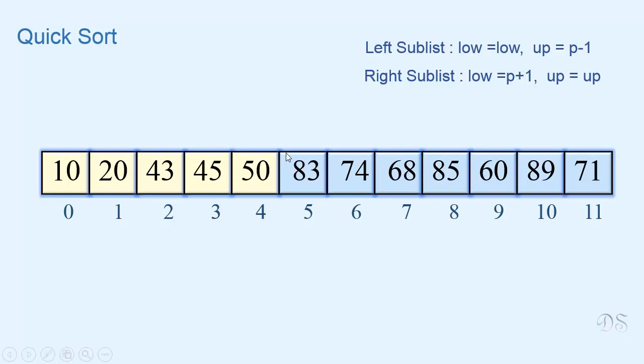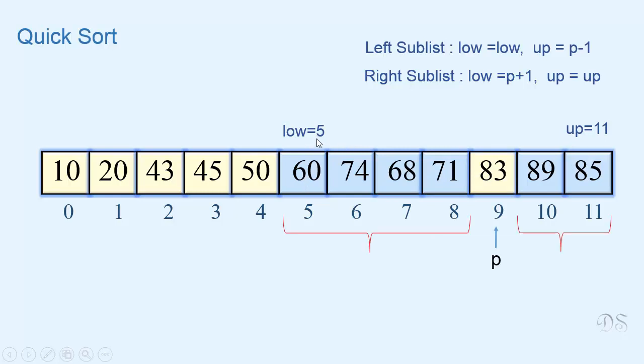Now we come to this right sublist. Now for this sublist, low is 5 and up is 11. So 83 is the pivot and it is placed at proper position. Now for left sublist, low is 5 and up will be p minus 1. So up is 8. For this sublist, up is 11 and low will be p plus 1. So low is 10. First we take this sublist.